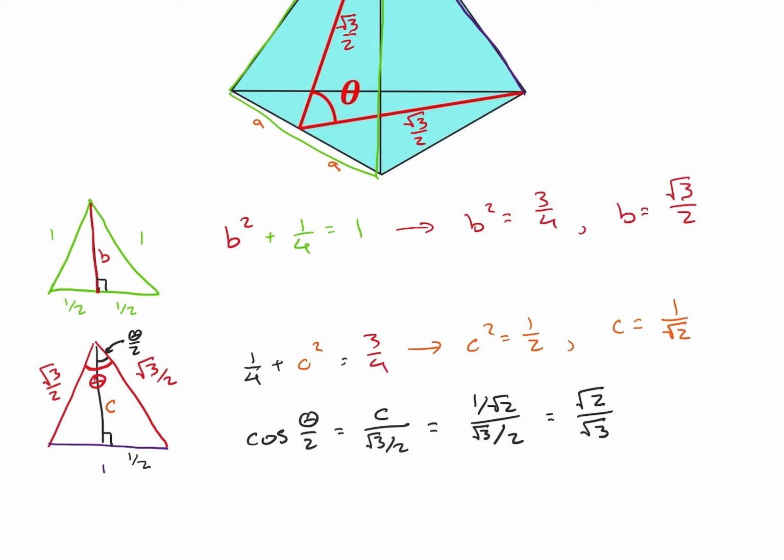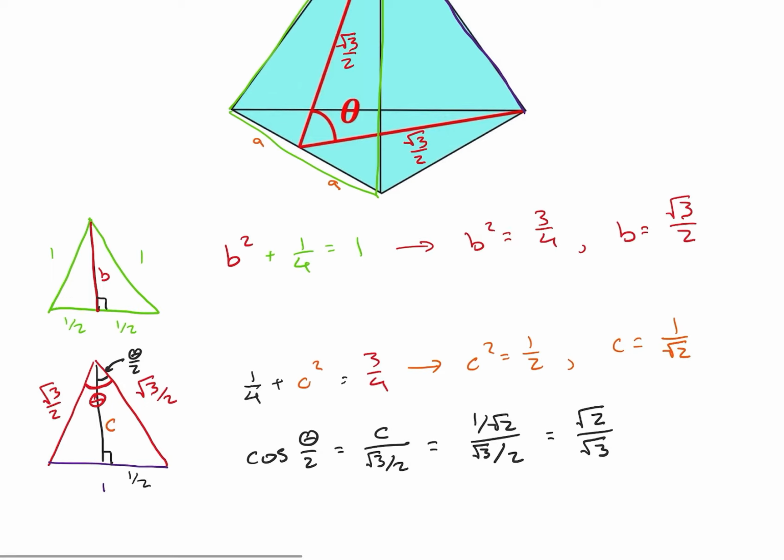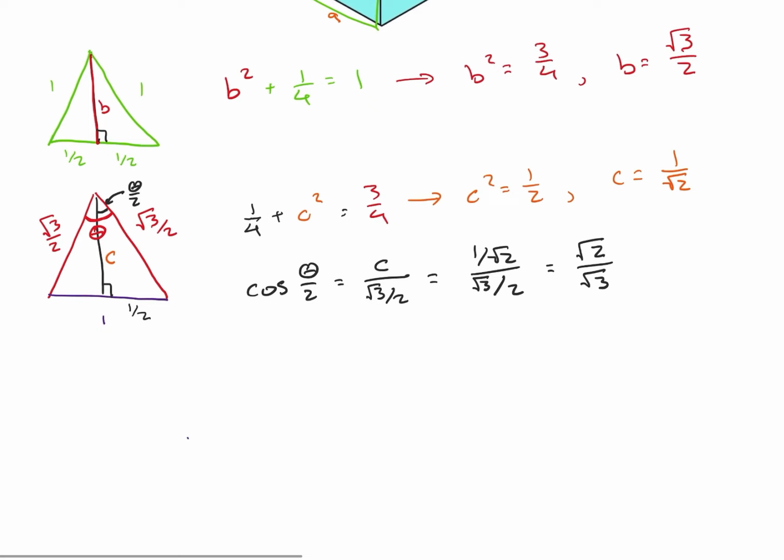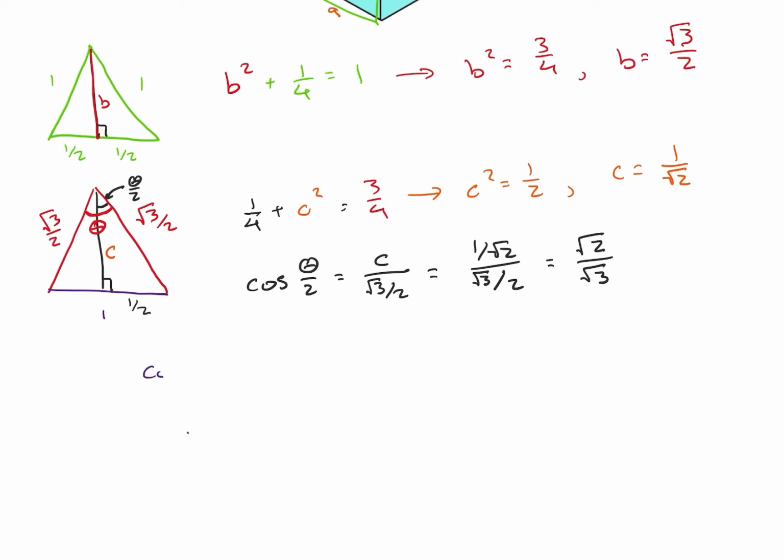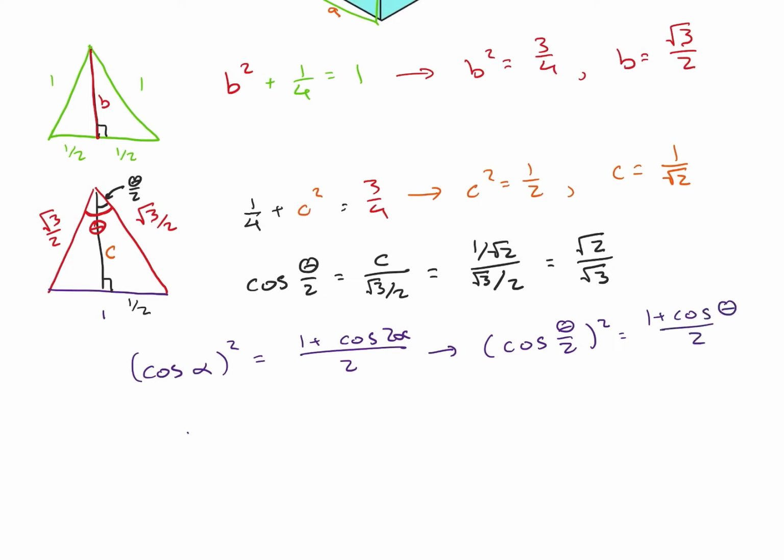All right, so we're making some progress here. But how can I get cosine of theta from cosine of theta over 2? Let's go ahead and look at our double angle formulas. I know that cosine of alpha squared is equal to 1 plus cosine of 2 alpha over 2. So if I had cosine of theta over 2 squared, that would be equal to 1 plus cosine of theta over 2. You can clearly see how this is going to help us.